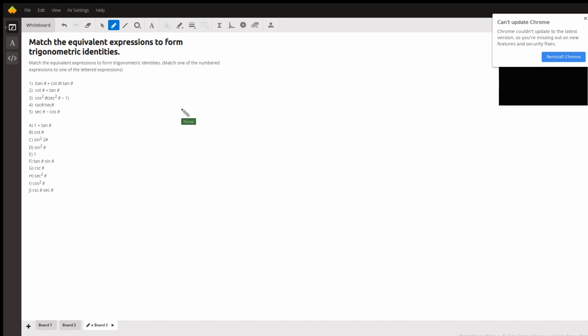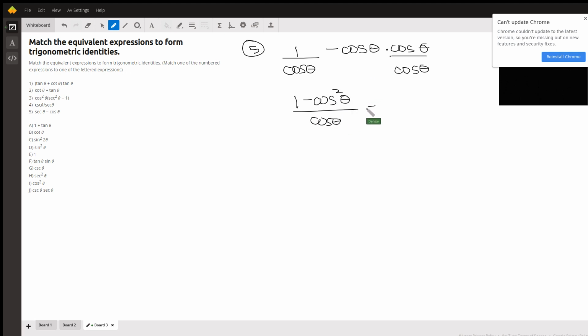Let's go to board 3 for my last one here, number 5. Secant theta, I'm going to rewrite that as 1 over cosine theta minus cosine theta. So when I have subtraction, the way to do that is to get a common denominator. So I'm going to multiply this by cosine theta over cosine theta. So this gives me 1 minus cosine squared theta over cosine theta. I know by this Pythagorean identity, 1 minus cosine squared theta gives me sine squared theta.